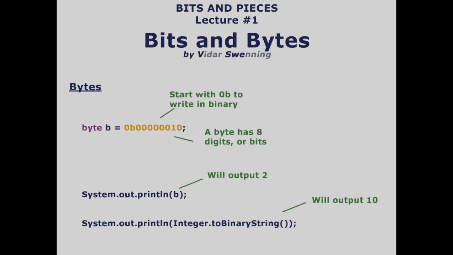Like that. Then we work with the bytes. So what we have here is a byte with 8 digits, and each digit when we work with binary is called a bit, so we have 8 bits in one byte, and we start with 0b there to tell it that what we're writing is binary. When we output it normally, we will get a 2 because we have 10 there in binary, but we can also ask it to print it out as a binary string, and then it will print out 10 there.